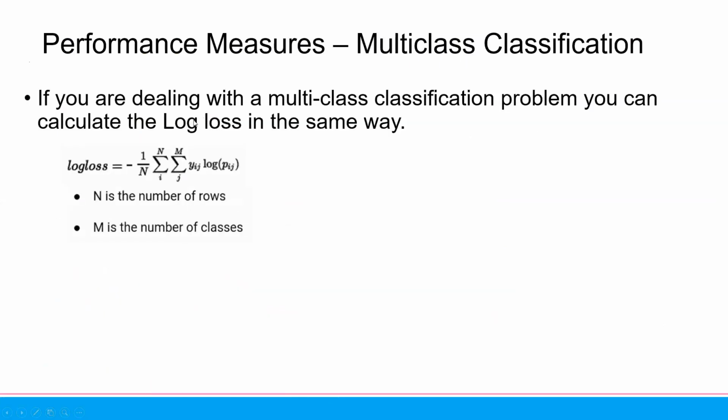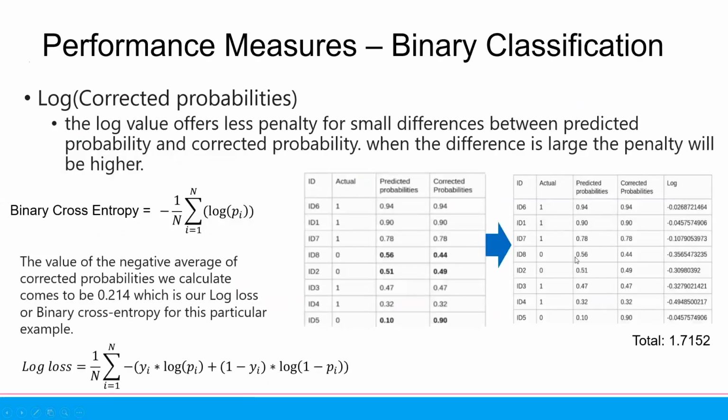If we deal with multi-class classification, you can use a different approach. We have the double summation of yij multiplied by log pij. So n represents the number of rows and m represents the number of classes. Okay, so please review this one, because there will be one problem about this in the final exam.